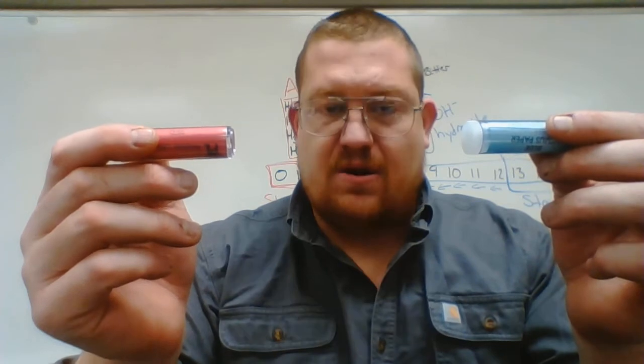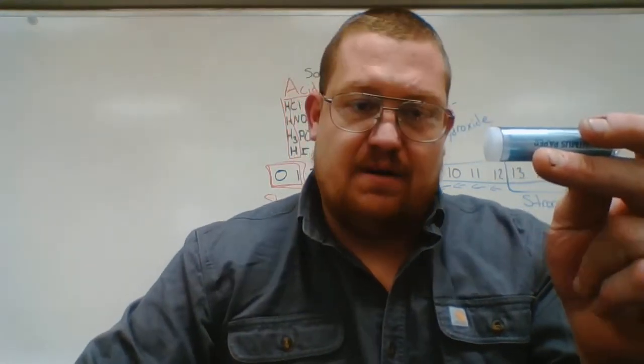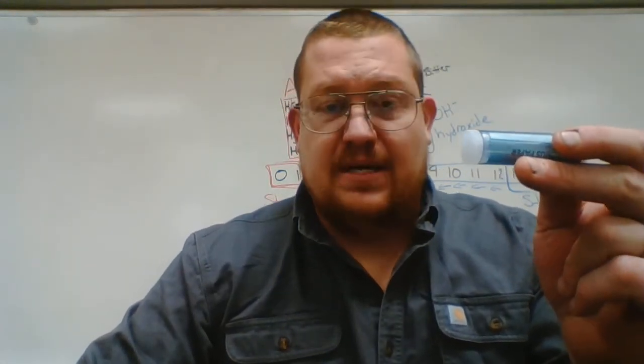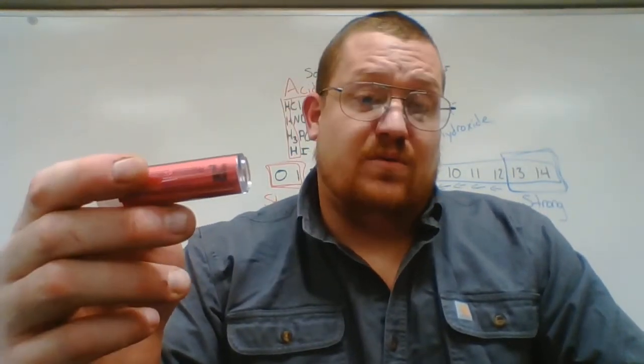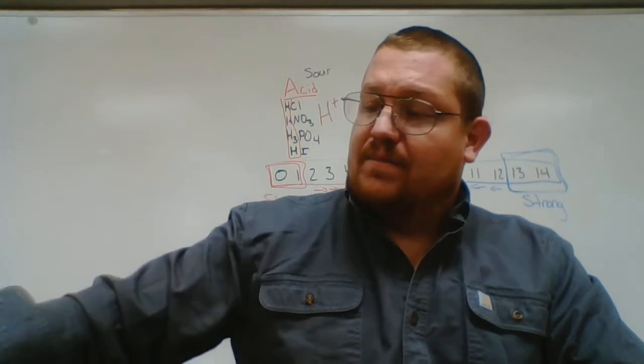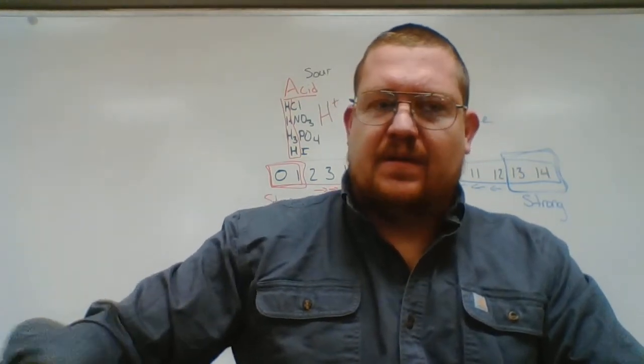So our litmus papers either stay the color they are or change. Blue will stay blue if you put it in a base, but it'll turn red if you put it in acid. Red will stay red if you put it in acid, or it will turn blue if you put it in a base.